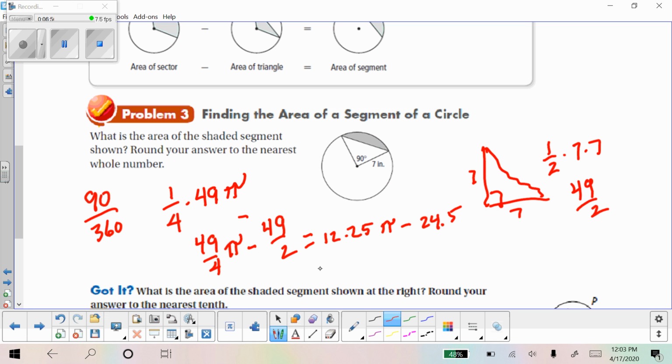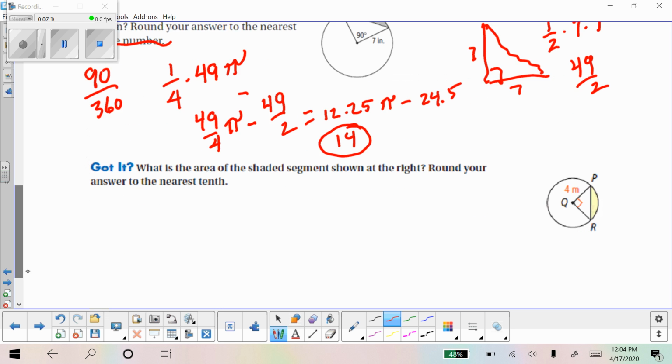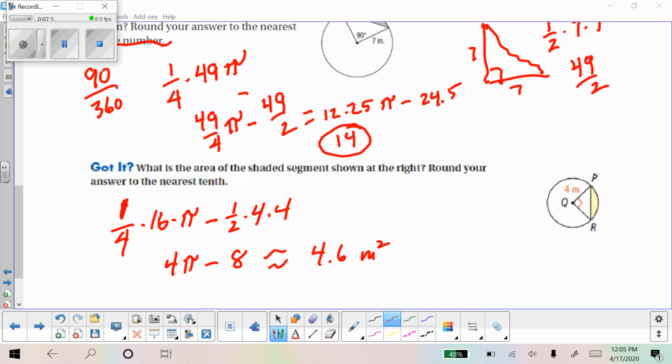And then since it says round to the nearest whole number, we're gonna go ahead and calculate that. And it looks like we get really close to the number 14 for the area. All right, why don't you go ahead and give that a shot? All right, here's my work. I hope that matches up with your work.